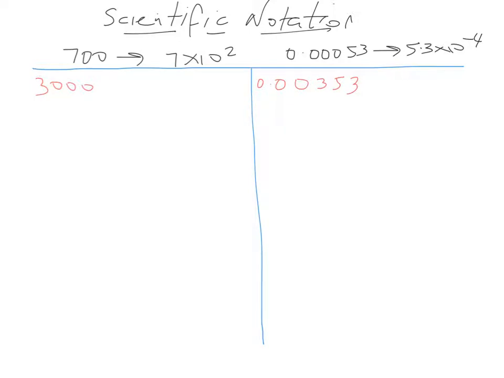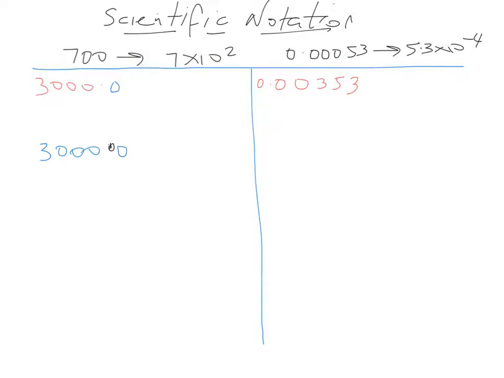So the number 3000, what we want to do is put in a 0.0 at the end. And now that I've got 3000 point 0, what I want to do is move this decimal point over so that I have one number to the left of it.